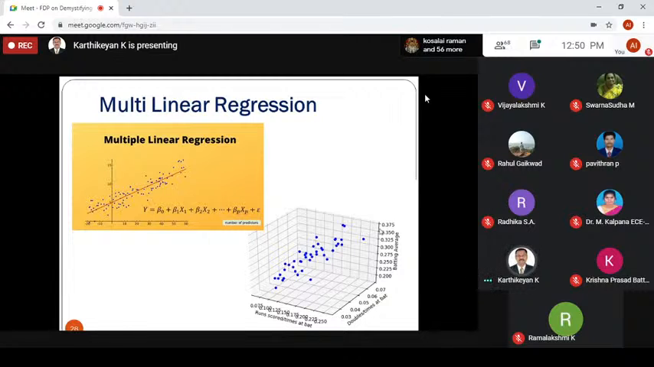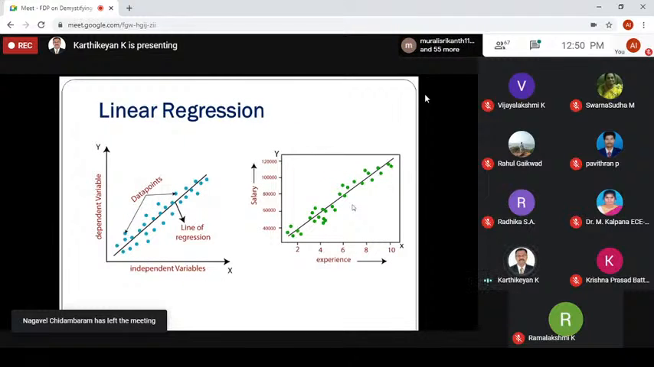So this is called a multilinear regression. It is not only going to have a single data point, it is going to have multiple data points. So I'm telling you the difference. Here we are going to have only experience as the independent variable.